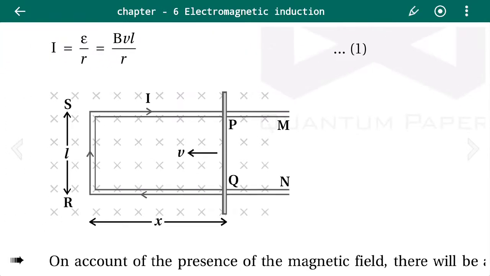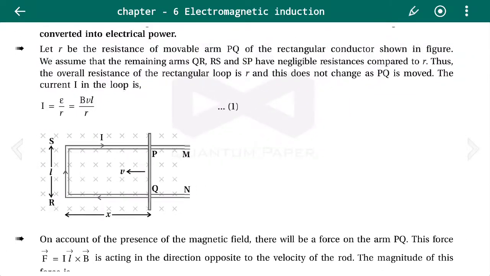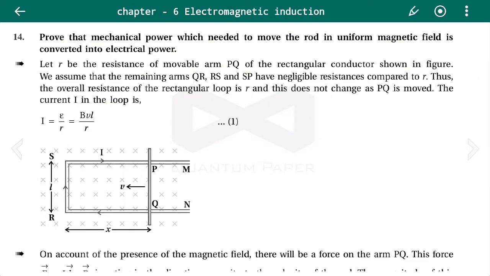So here, as shown in the figure, we have the conducting coil, that is PQRS, in which the PQ rod is movable. Let R be the resistance of the movable arm PQ of the rectangular conductor shown in the figure. We assume that the remaining arms QR, RS and SP have negligible resistances compared to R. Thus, the overall resistance of the rectangular loop is R, and this does not change as PQ is moved. The current in the loop is I.